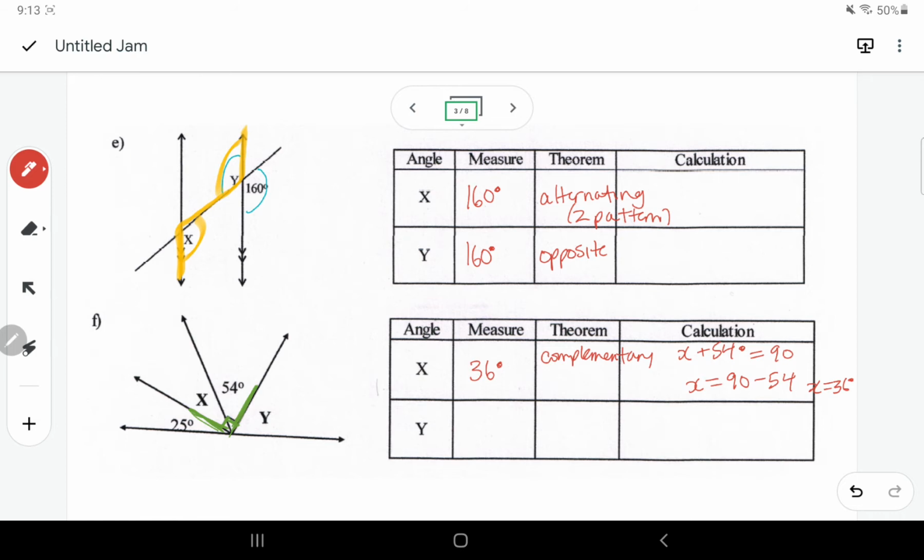And then to figure out Y, we can use that they're all supplementary. They all add up to 180. So Y plus 25 plus 36 plus 54 equals 180. So Y is 180 minus all of these other ones. And you should get Y is 65 degrees. So check your work for that one.